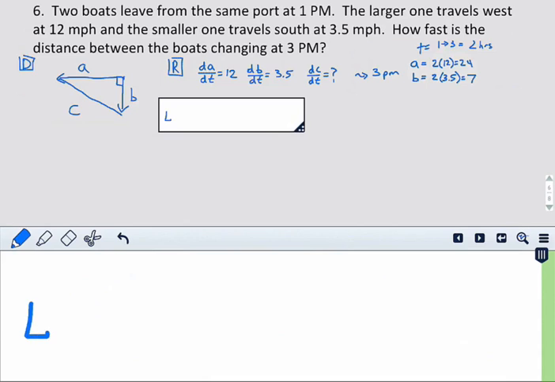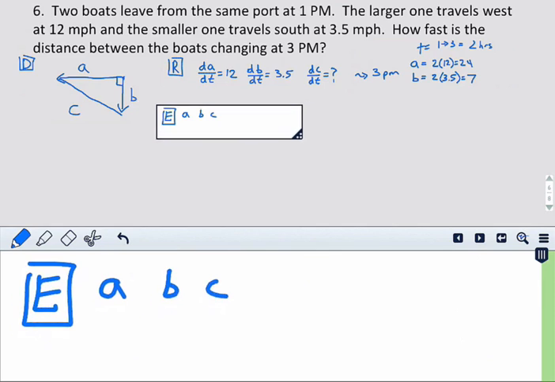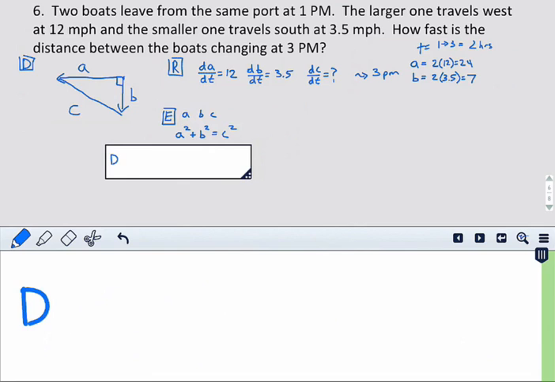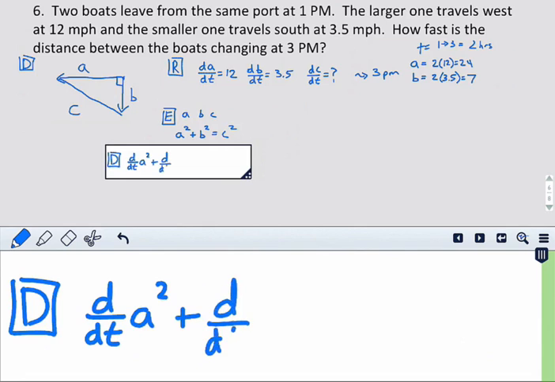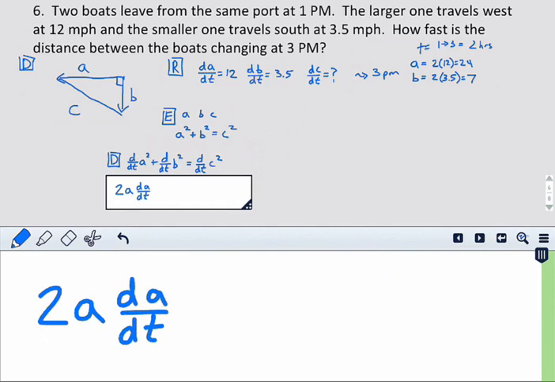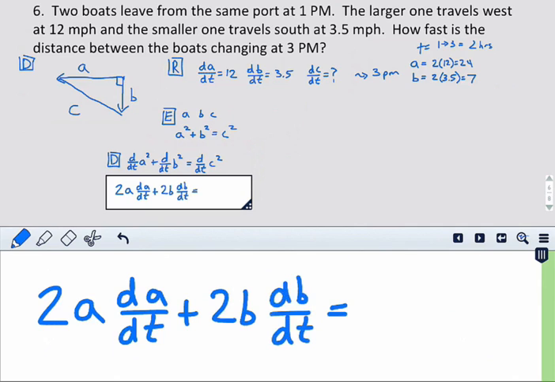All right, next, let's go ahead and come up with an equation. And the equation is going to need to have A, B, and C in it. So for a right triangle, we can use the Pythagorean theorem. A squared plus B squared equals C squared. And now let's go ahead and derive this. So we're going to have the derivative with respect to t of A squared plus the derivative with respect to t of B squared, and that's going to equal the derivative with respect to t of C squared. So using our implicit differentiation and the chain rule, we get 2A times dA over dt plus 2B times dB over dt equals 2C times dC over dt.